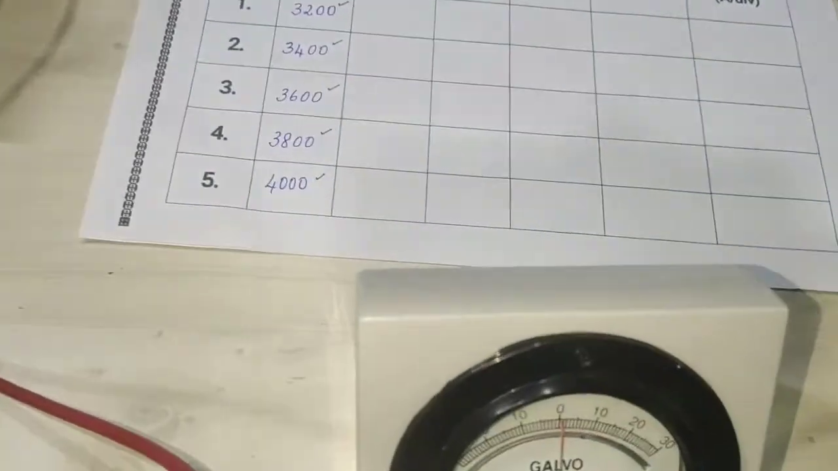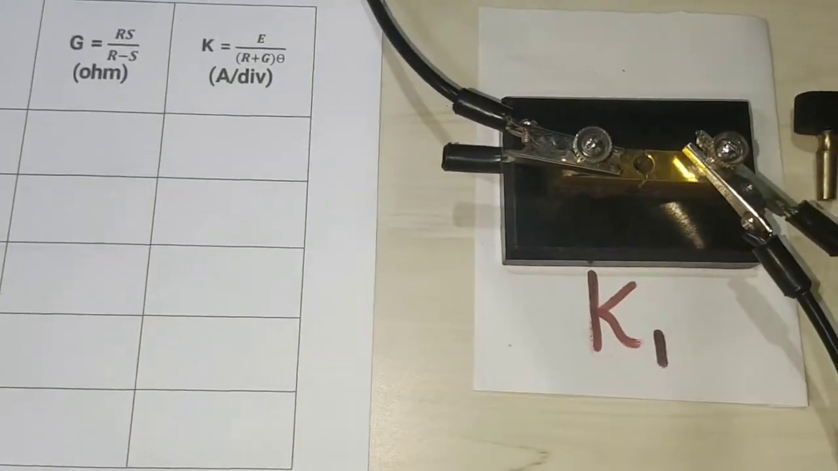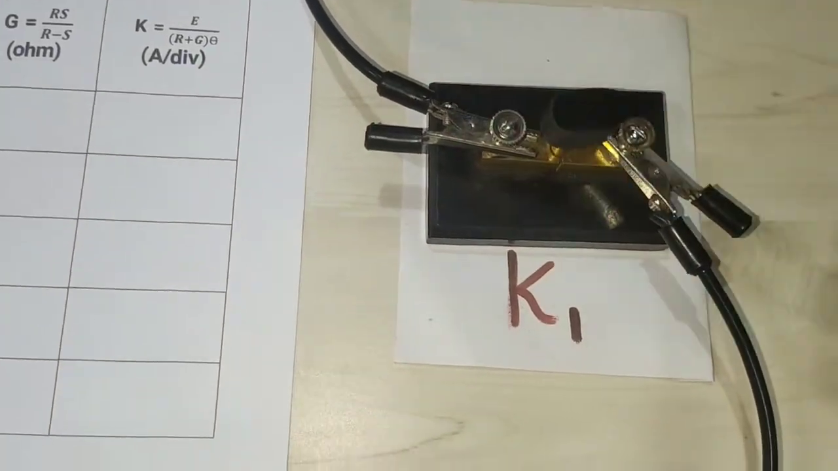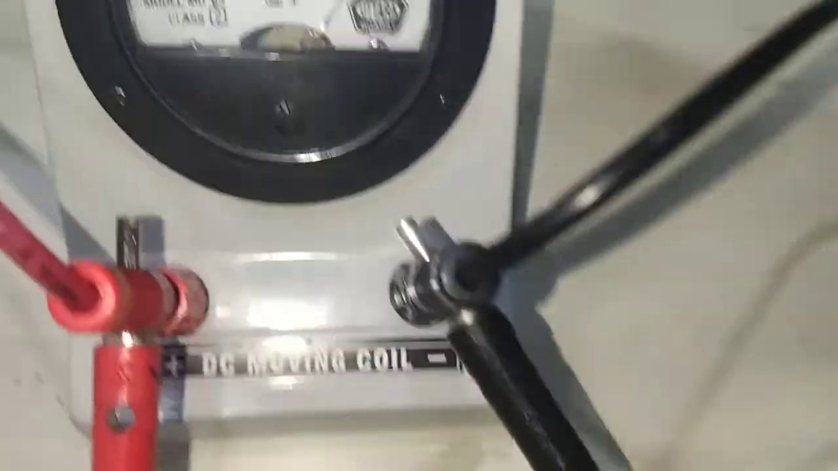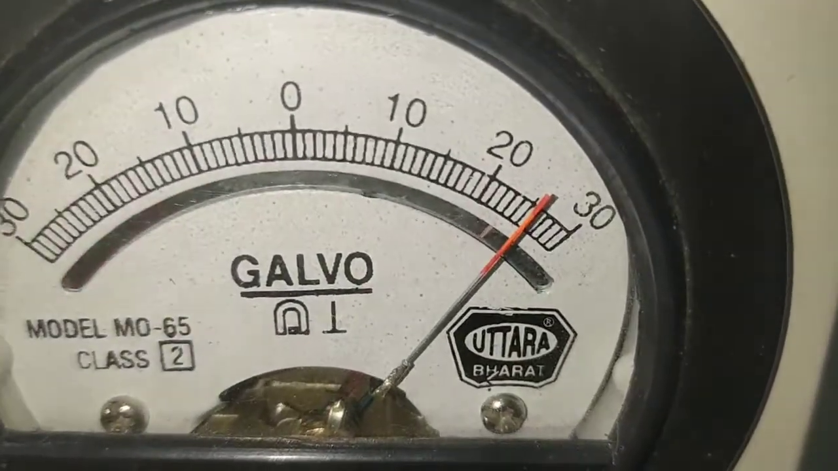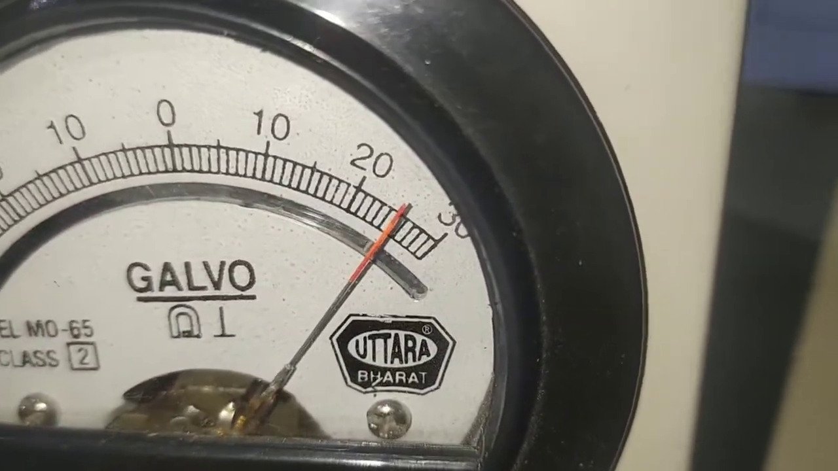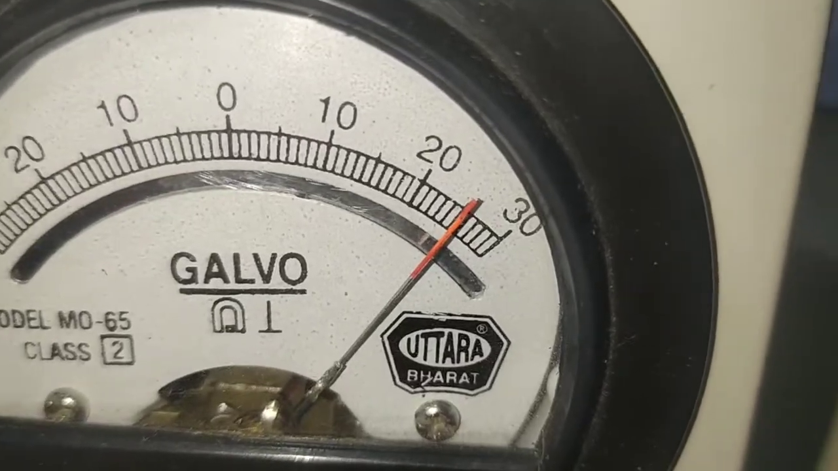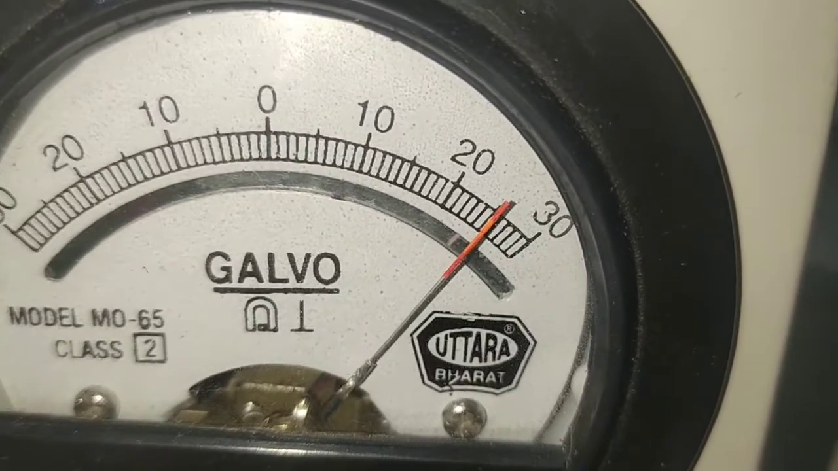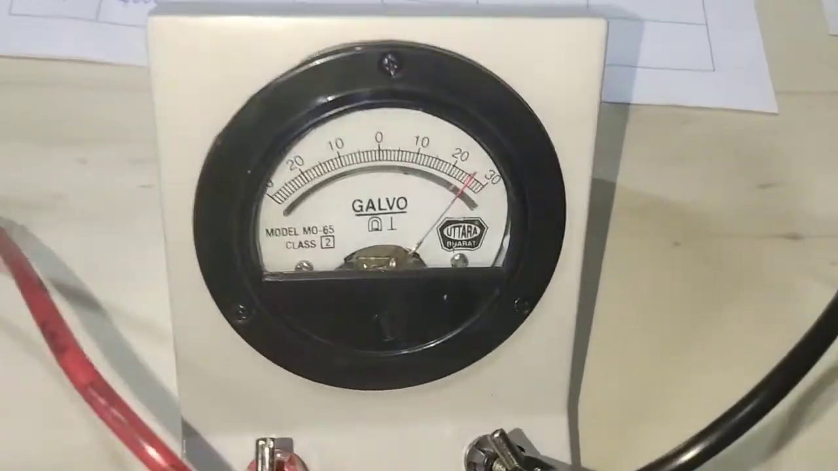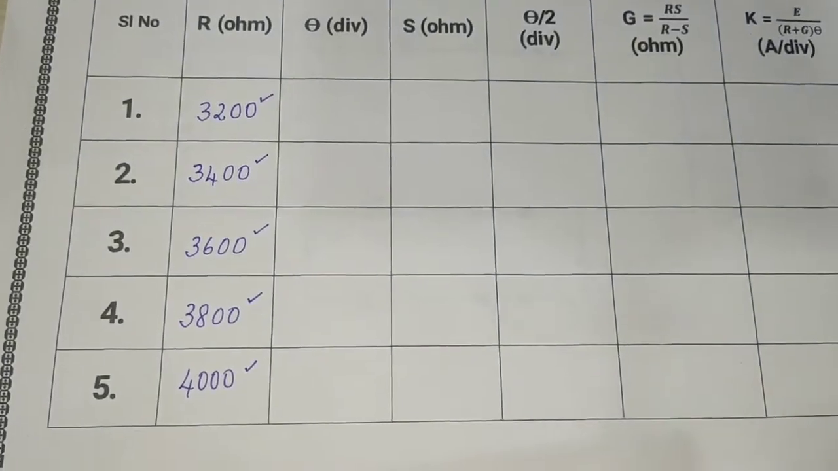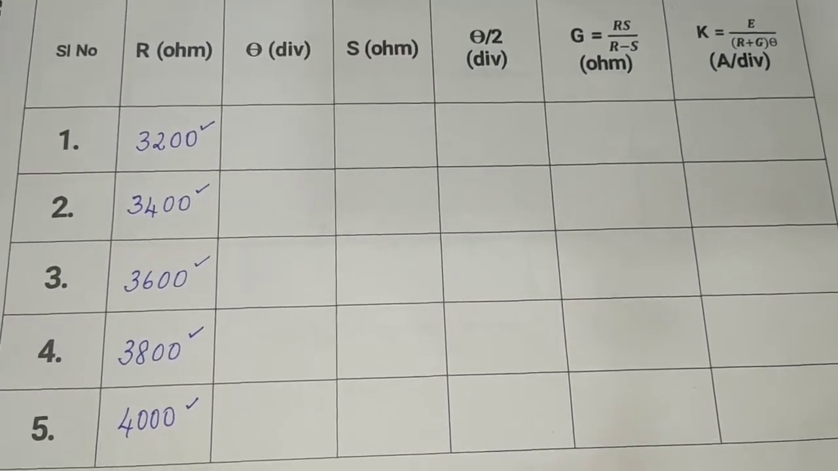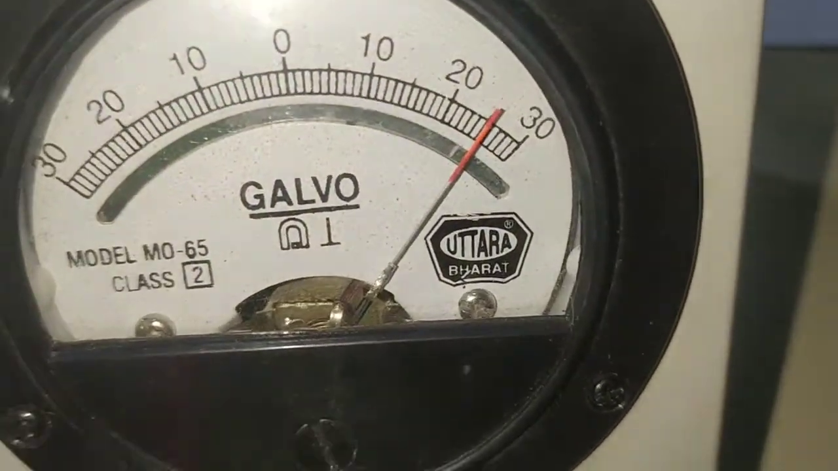Then for part 1, K1 has to be closed and K2 open. You have to note theta. Note theta and put it in the chat box. So trial 3, part 2, you need to tell me in part 1 what you got the value for theta as. Theta was 25 divisions.